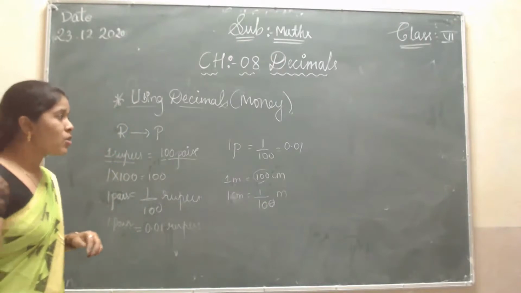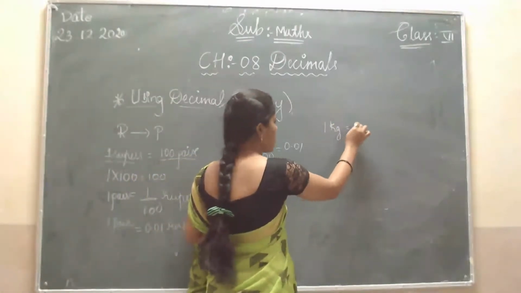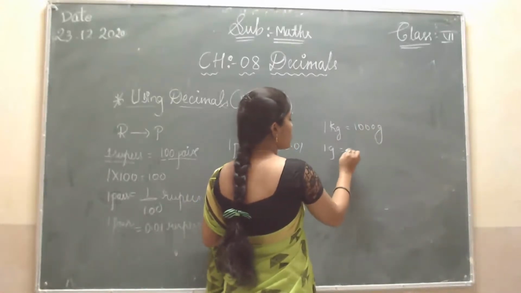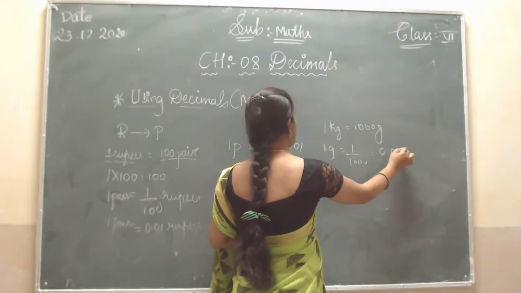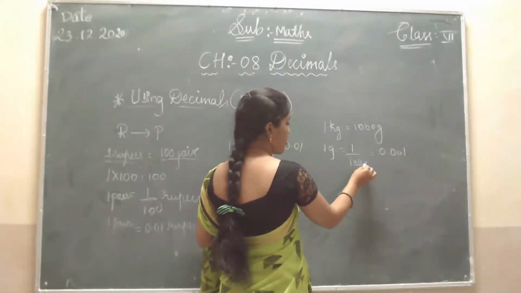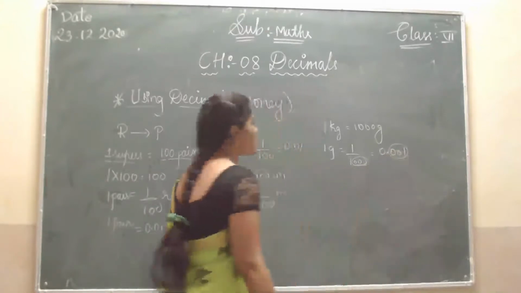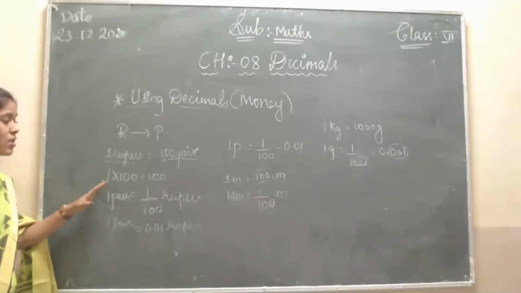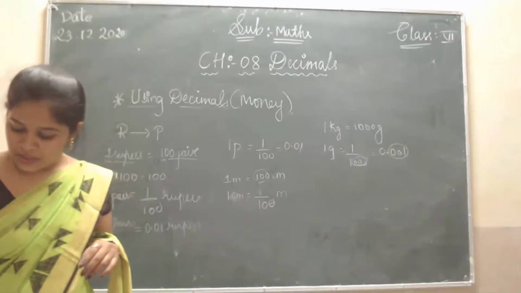Keep that in mind. In weight, 1 kg is equal to 1000 grams. So 1 gram is equal to 1 by 1000, which is nothing but 0.001, because there are 3 zeros in the denominator, so we take three places after the decimal point. This is how we use decimals in measurements.